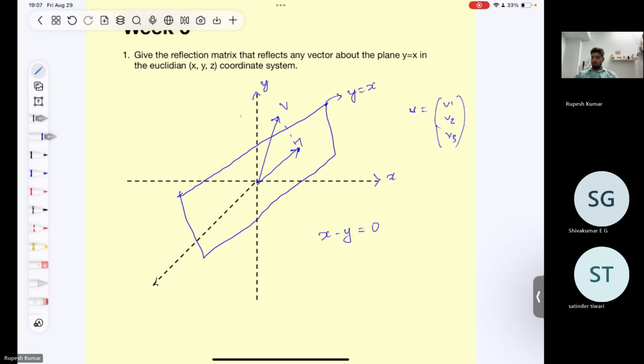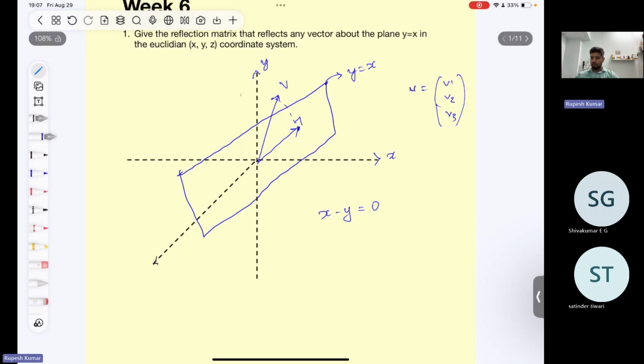How can we find the orthogonal projection? We can always find it by v1 by root 2 comma v2 by root 2. Is this correct, everyone?